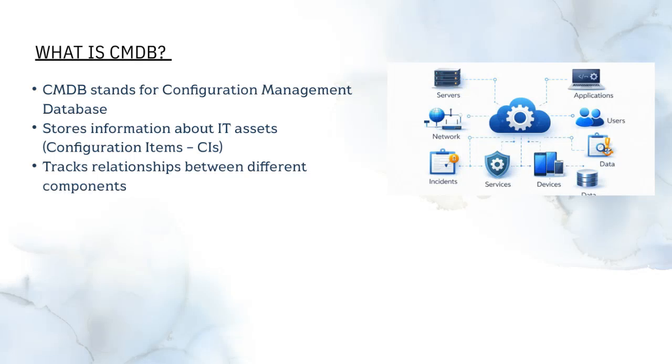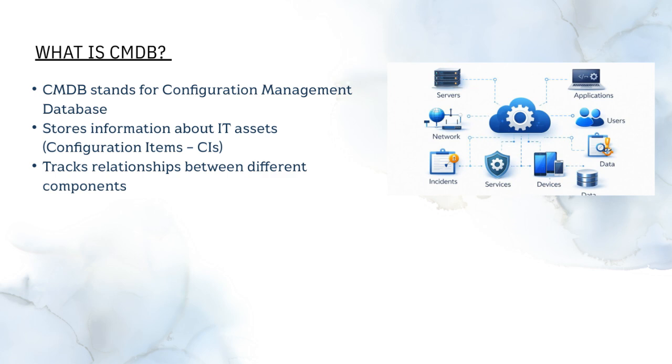CMDB stands for Configuration Management Database. It's essentially a centralized repository that stores detailed information about all the IT assets within an organization. These assets are often called configuration items, or CIs, and they can include anything from servers and network devices to software applications and even documentation. The key purpose of a CMDB is to give us a clear, organized view of these assets and their details. But it's not just about storing data. It's also about understanding how these components relate to each other. For example, how a particular application depends on certain servers or network connections.